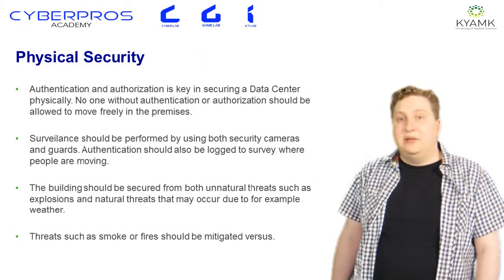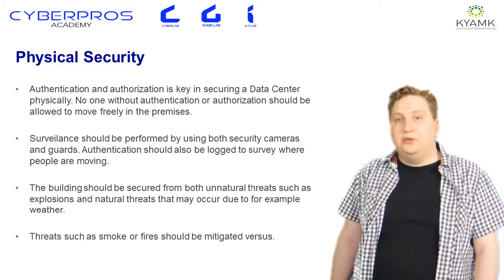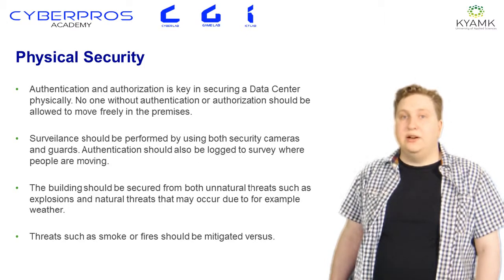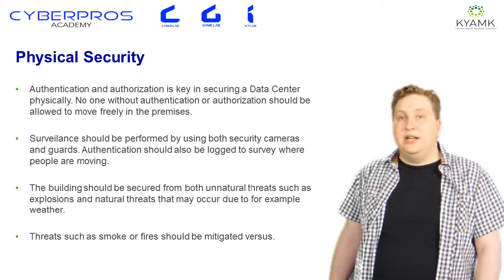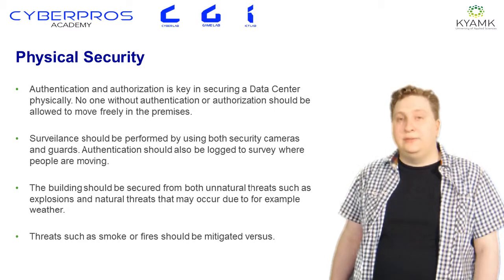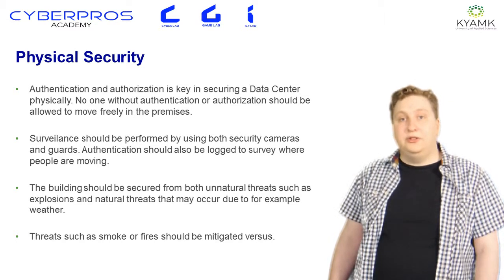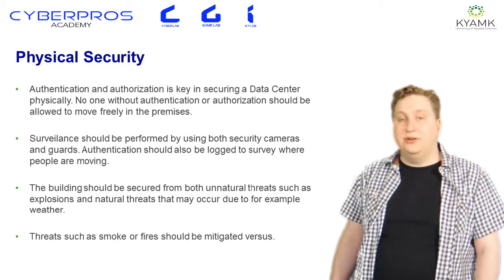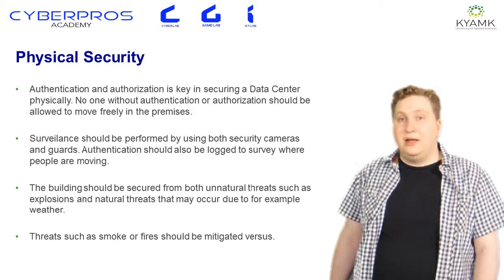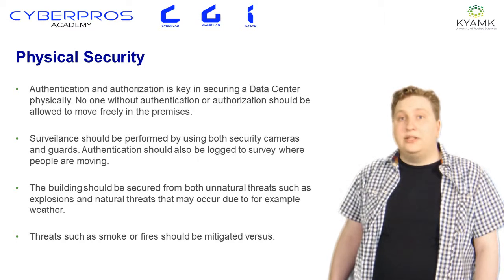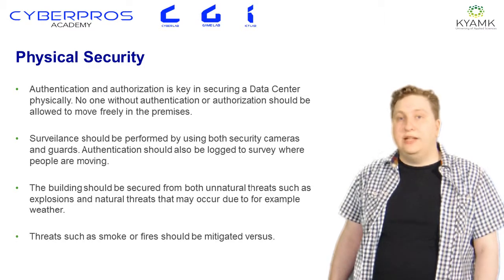Physical security should be implemented for both authentication and authorization. Surveillance should be implemented with surveillance cameras and guards, and all authorization and authentication should be logged. The building should be secured from both natural and unnatural events. Unnatural being, for example, explosions or some sort of disaster, while natural could be weather common to the area. Other things such as smoke and fire should also be taken into account.